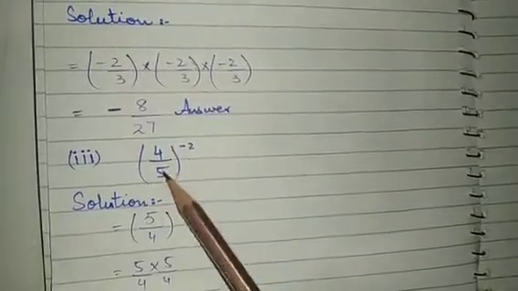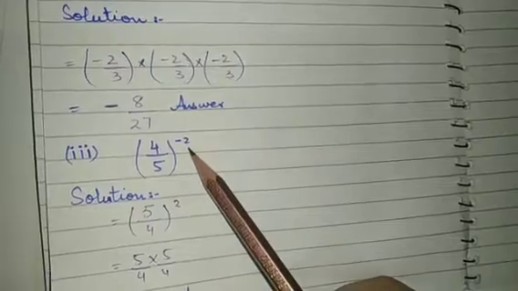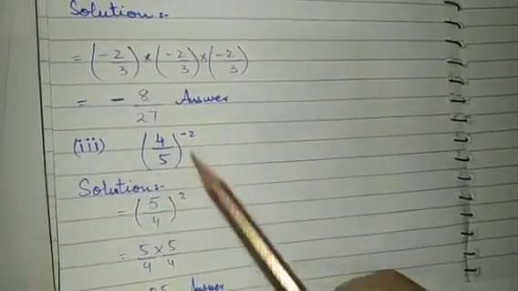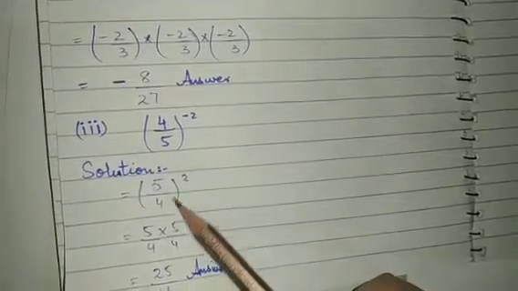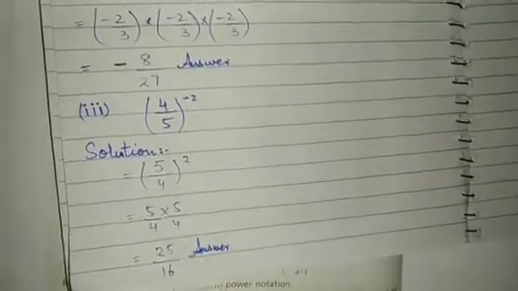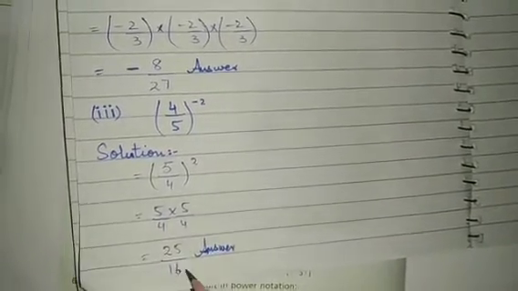Part number 3 is 4 over 5 whole power minus 2. So we have to make the power positive, just taking the reciprocal of 4 over 5, that is 5 over 4, and the power becomes positive. So 5 square over 4 square, that is 5 multiplied by 5 and 4 multiplied by 4. 5 5s are 25 and 4 4s are 16. 25 over 16 is the rational number.